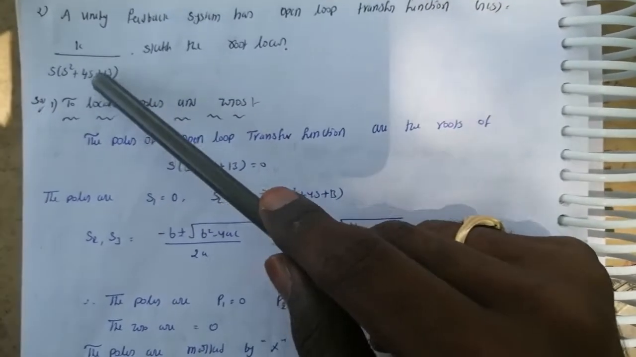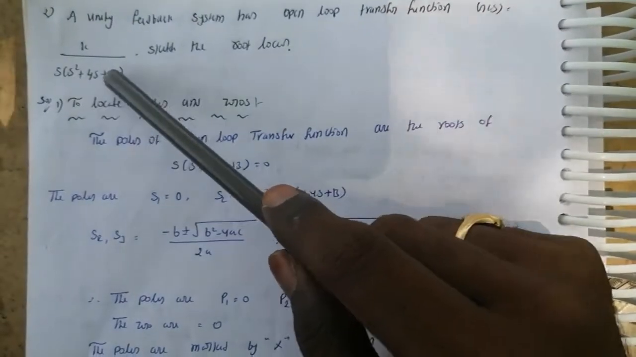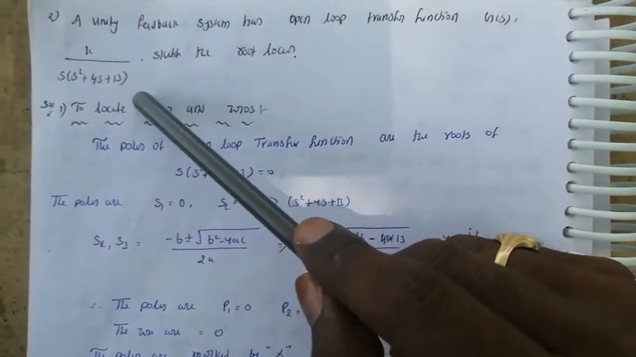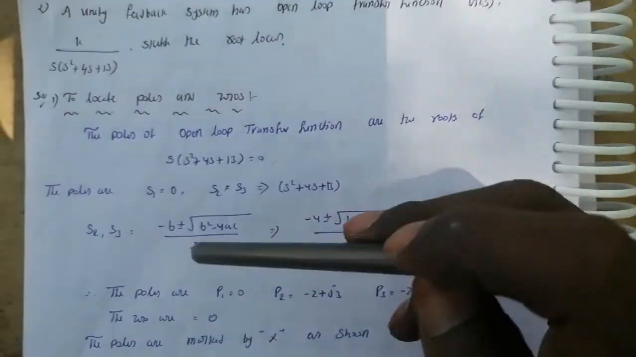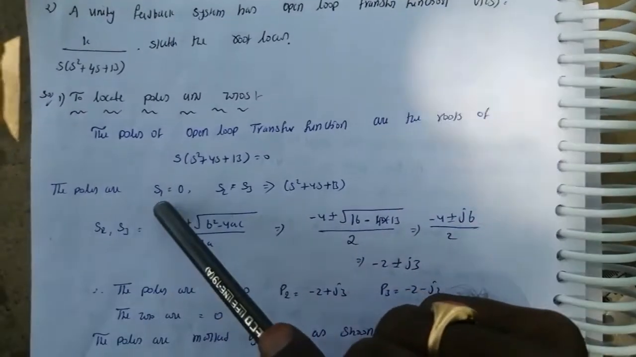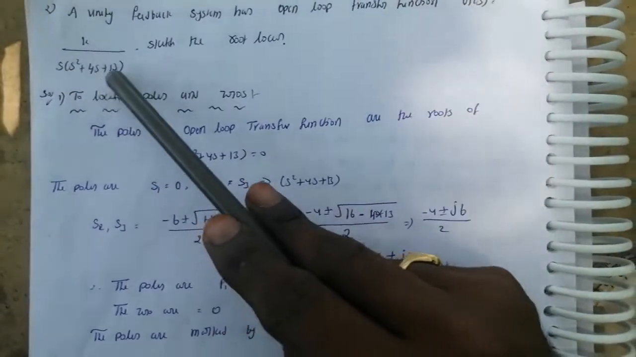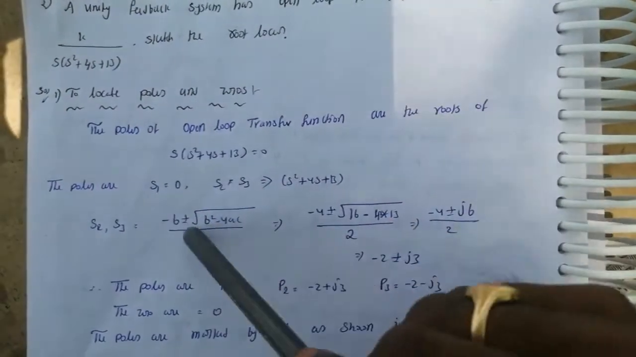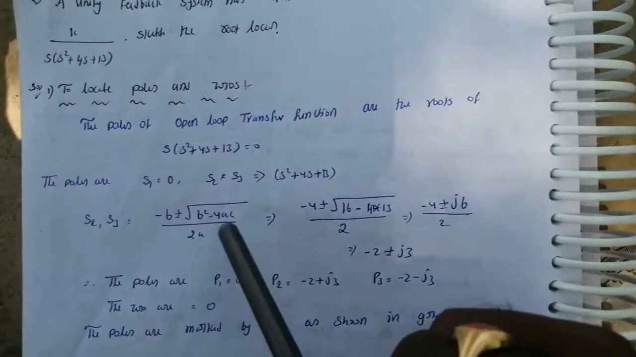Now we'll see the denominator. It has s into (s square plus 4s plus 13). So the equation will give three roots, and these three roots are called poles. Let me see what the poles are. The poles are s1 equals 0, so one s should be 0, and we have to find the remaining two roots by using the formula minus b plus or minus square root of b square minus 4ac, divided by 2a.